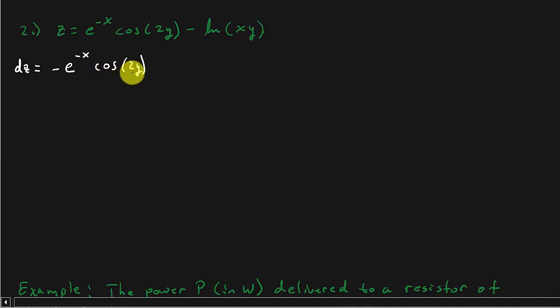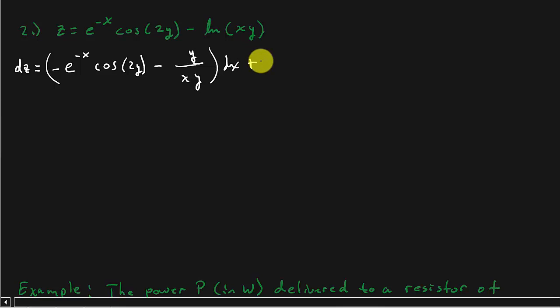See, cosine 2y is just a number. And then minus, now we take the derivative of natural log xy. Whenever you're taking the derivative of natural log, whatever you're taking the natural log of goes in the denominator, and then the derivative of this goes in the numerator. We're taking the partial with respect to x, so the derivative of xy is just y. And then all of that is times dx. And then we've got plus.